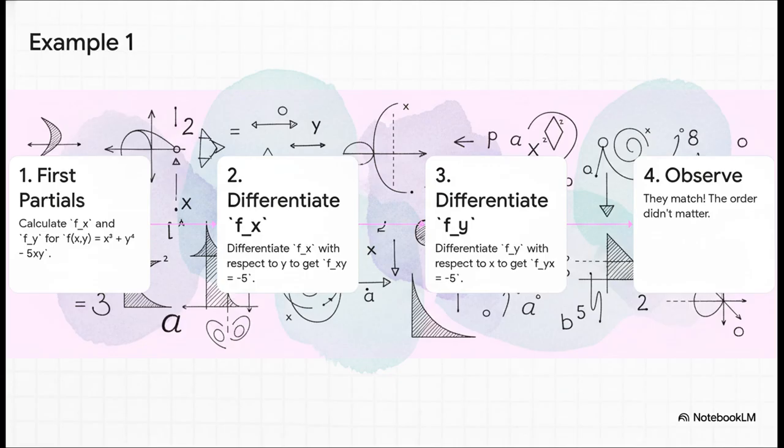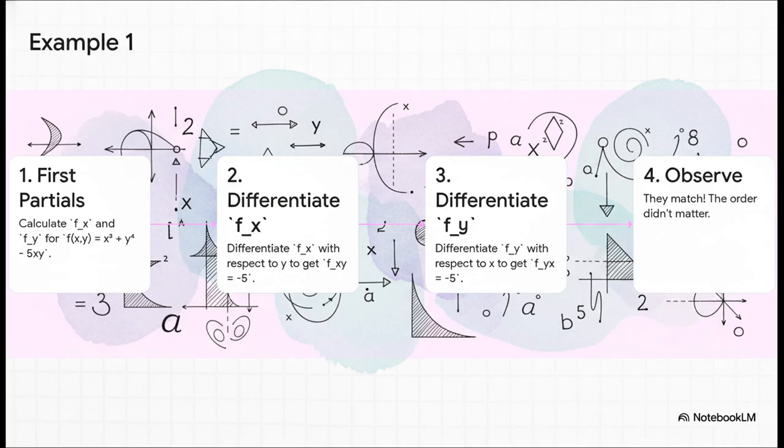First, let's find the partial with respect to x. That gives us f sub x equals 3x squared minus 5y. Got it? Okay, now we take that result and differentiate it with respect to y to get f sub xy. Well, the derivative of 3x squared with respect to y is 0, and the derivative of negative 5y is just negative 5. All right, hold that thought.